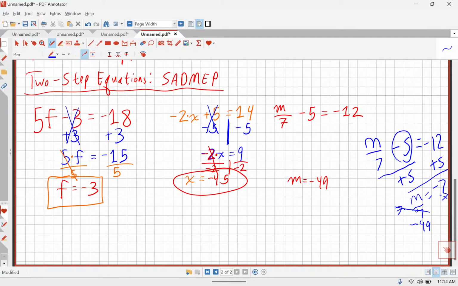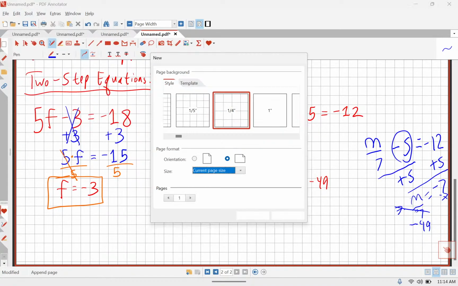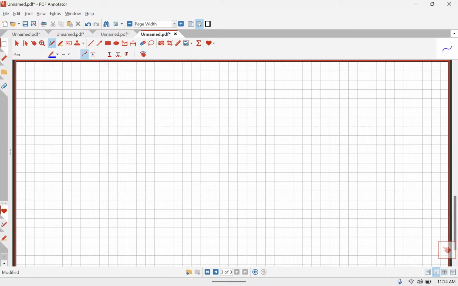How many of us are feeling just fine and dandy about this? You guys doing okay out there? Okay, all right, let's see. I got a couple more examples that do things a little bit weird, but they're not too bad. Here we go. Got a pencil? 4 minus 3b equals 10. 4 minus 3b equals 10.